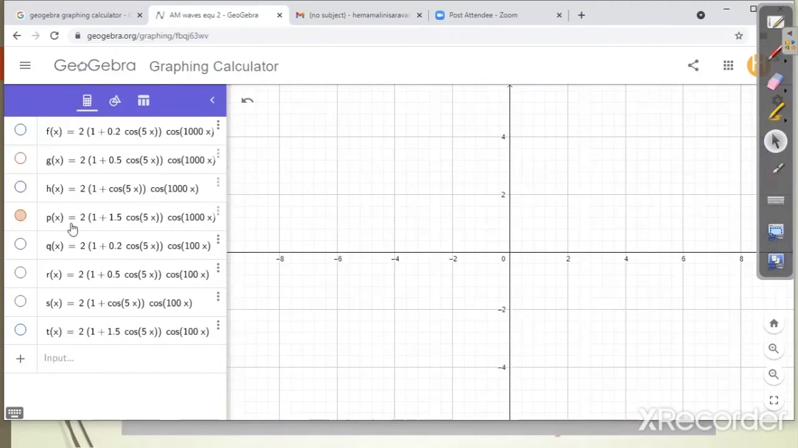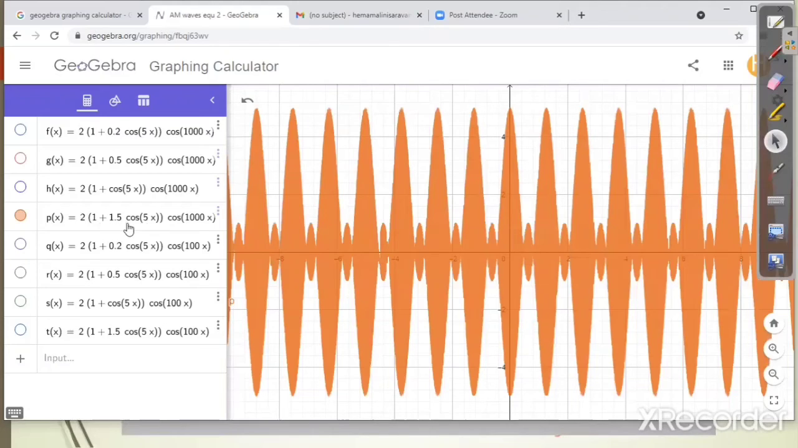Then the AM signal when the modulation index is 1.5, which is over-modulation. Here we can observe this extra sideband, which causes distortion and interference. So this is our over-modulated wave.